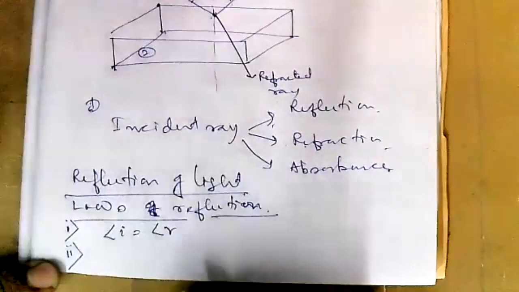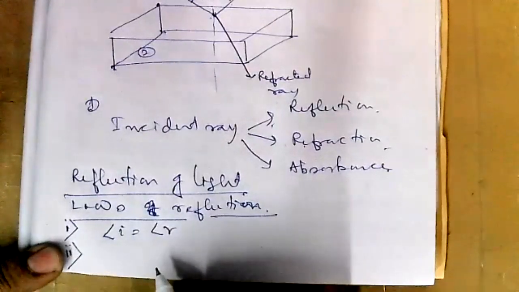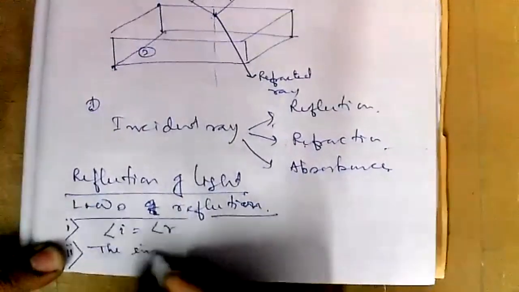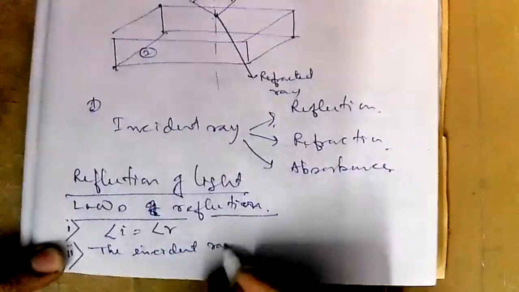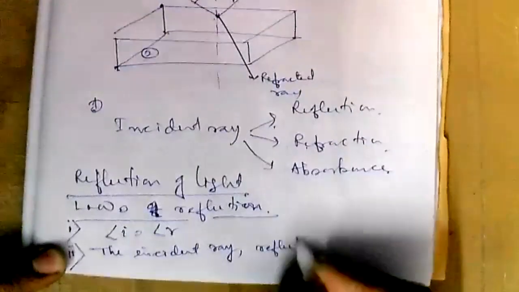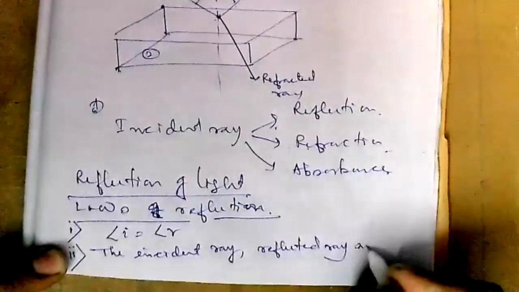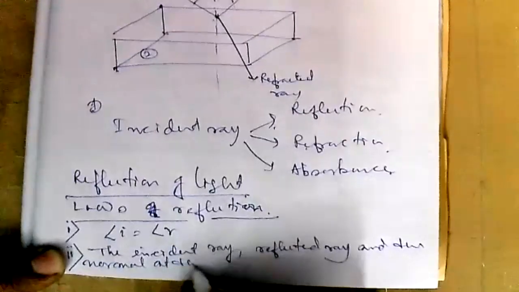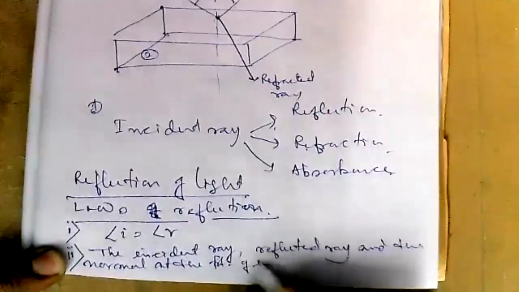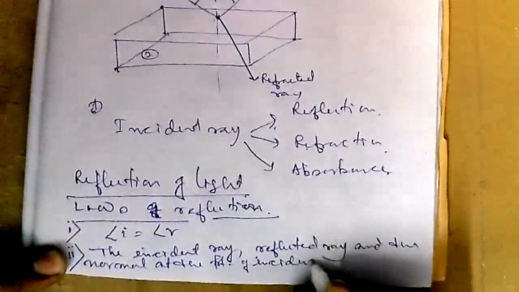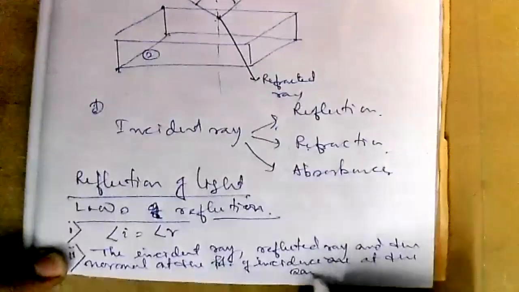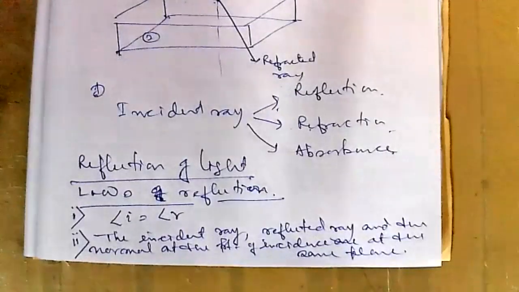And the second law is: the incident ray, reflected ray, and the normal at the point of incidence are in the same plane. Okay.